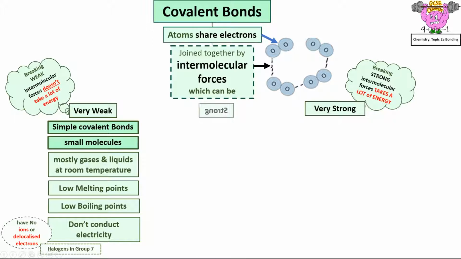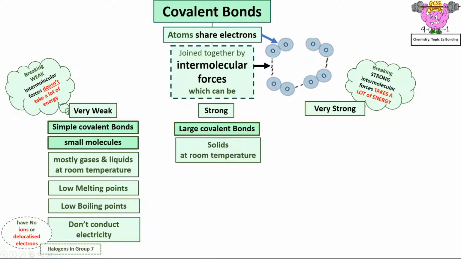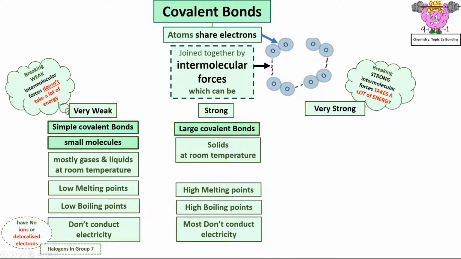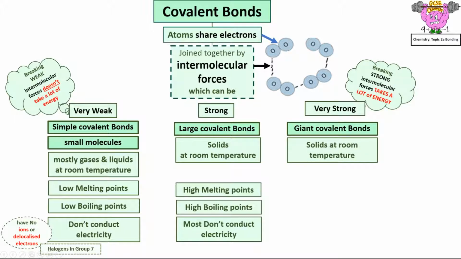Strong covalent bonds are large covalent molecules, which are solids at room temperature. Properties of strong covalent bonds are high melting points, high boiling points, and most don't conduct electricity. Very strong covalent bonds are made up of giant covalent structures, which are solids at room temperature.